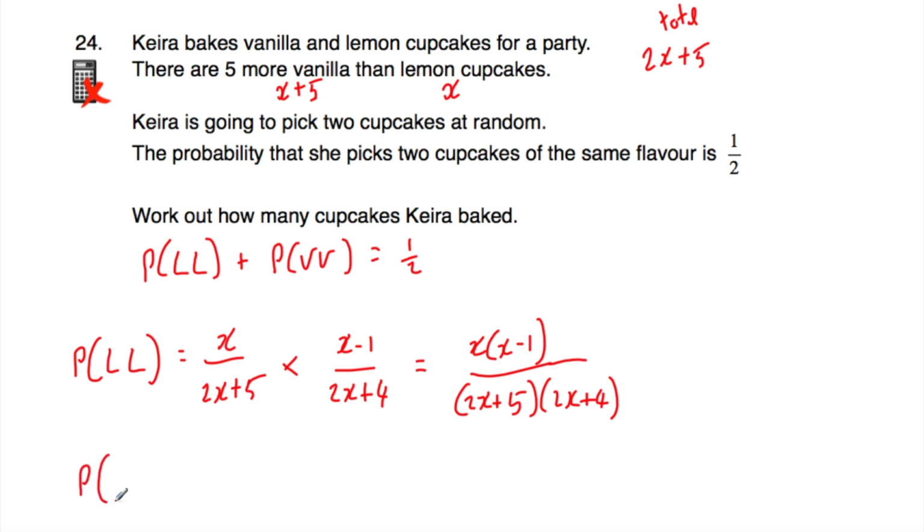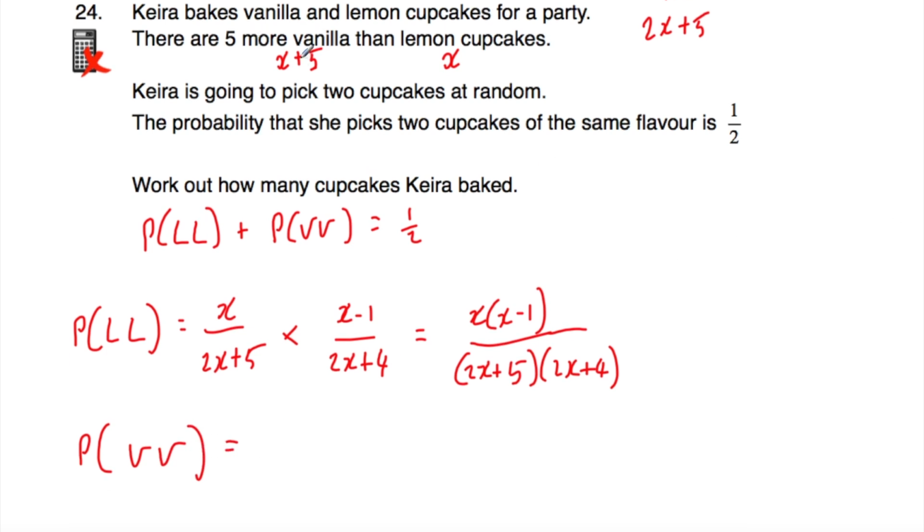Now let's have a look at the probability that she picks a vanilla cupcake and a vanilla cupcake. So in terms of the first cupcake being vanilla, there were x plus 5 of those, so it's going to be x plus 5 out of the total, which is 2x plus 5. So that's the probability that the first cupcake picked at random is vanilla. And then we're going to times that by... Now we need to find the probability that if she takes a vanilla cupcake to begin with, the second one's vanilla. So instead of being x plus 5, it would now be x plus 4 because there's 1 less vanilla cupcake. And the total will go down by 1 as well, so it will go down to 2x plus 4.